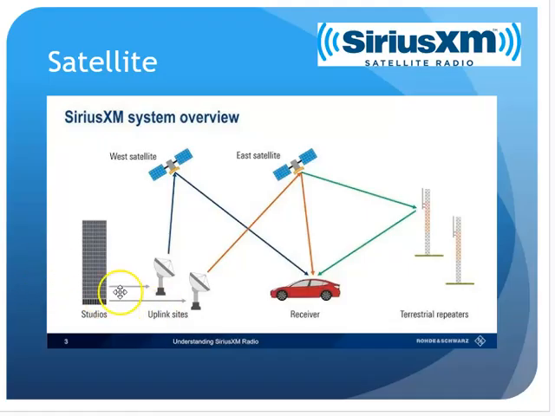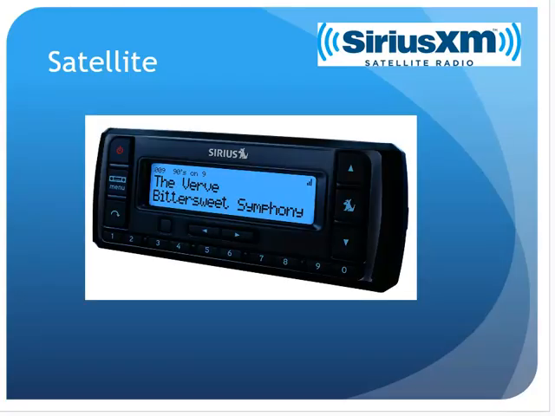You have a base station or uplink site hitting a satellite, and then that is broadcasting out a large footprint for devices to receive, whether it be cars or receivers at home. So this kind of receiver, whether it be in your house or in your car or whatever.